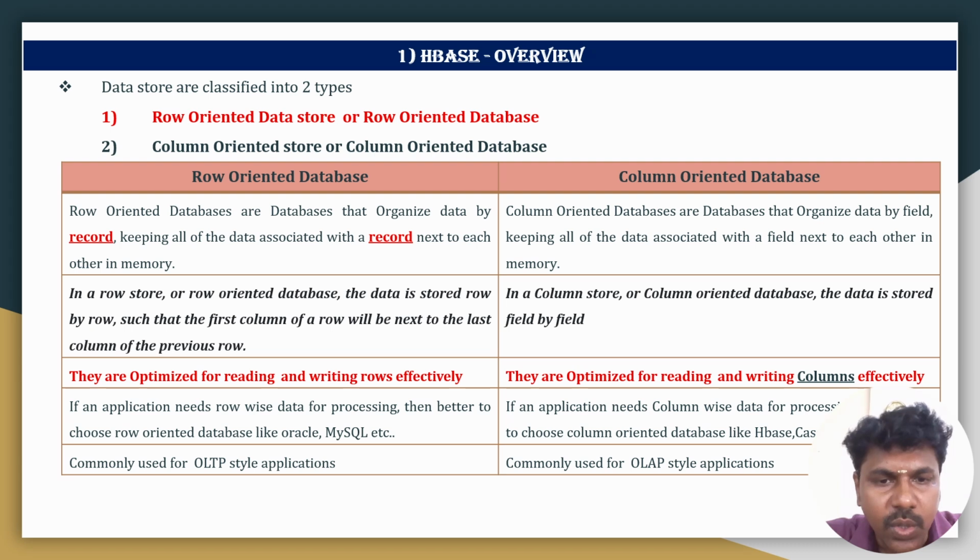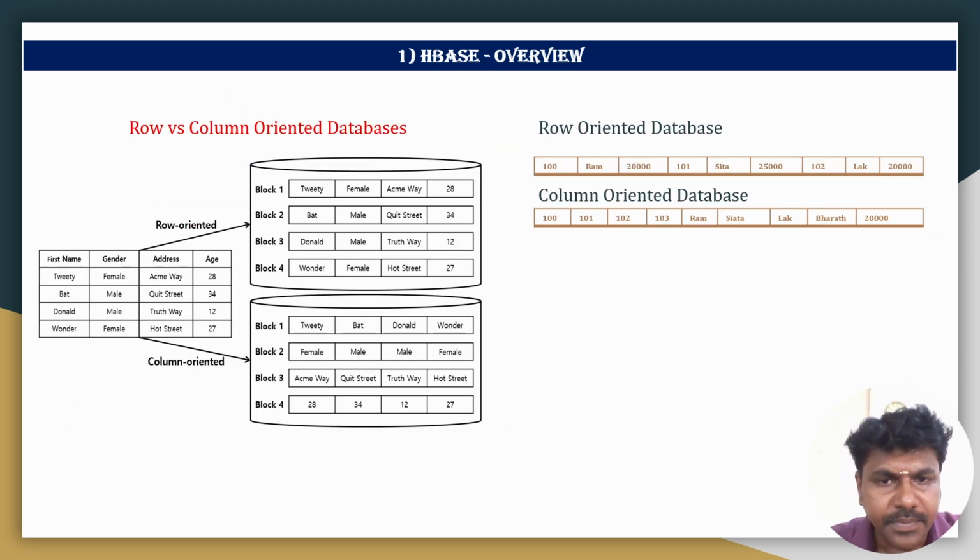In a row store, the data is stored row by row, whereas in a column store, the data is stored field by field. Row-oriented databases are optimized for reading and writing rows effectively, whereas column-oriented databases are optimized for reading and writing columns effectively. So here is an example of a row-oriented as well as a column-oriented database. In the row-oriented database, it will write row-wise, whereas in the column-oriented database, it will write column-wise.